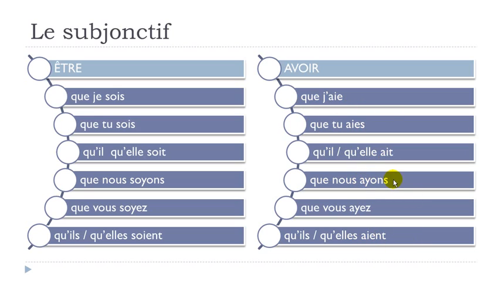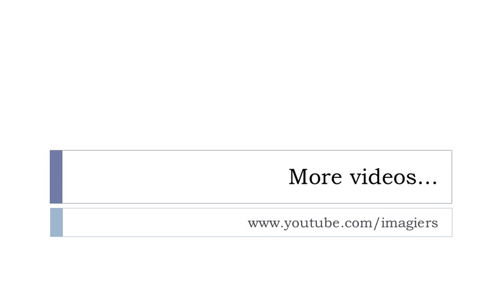And then ayons, ayez. So let's read them one more time. Que j'aie, que tu aies, qu'il ait, qu'elle ait, que nous ayons, que vous ayez, qu'ils aient, qu'elles aient. Okay? And that was it for the subjunctive.